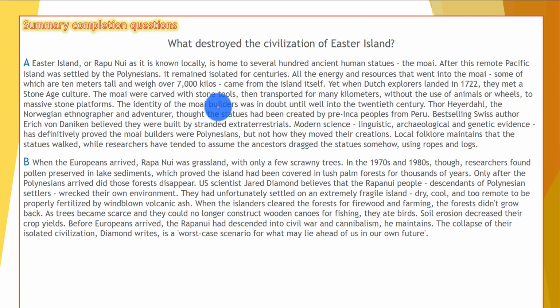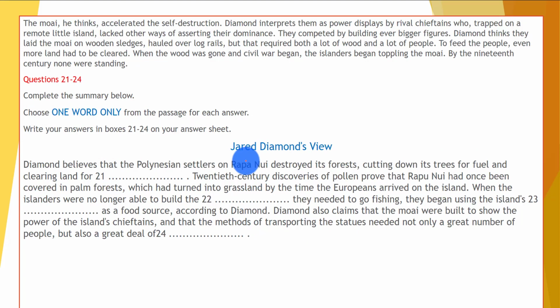Okay. As usual, the first thing we're going to do is look at the title of our passage. It's about Easter Island. We have answered some questions related to this passage, and in today's session, we're going to answer some summary completion questions. Now, let's go to our questions. The first thing we're going to do is read the instructions carefully. Choose one word only from the passage for each answer. Our word limit is one word, and we have to choose only one word. Okay, it's about Jared Diamond's views.